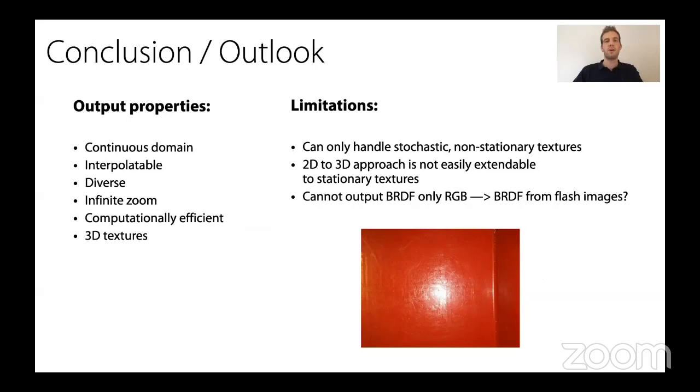Additionally, it creates diverse textures by design. However, our work also comes with limitations. So far, we can only handle stochastic, non-stationary textures. Eventually, we would like to produce BRDF textures instead of just RGB ones. Hence, the question arises, would it be possible to learn BRDF textures from flash images? Well, here's a glimpse of what this could look like.